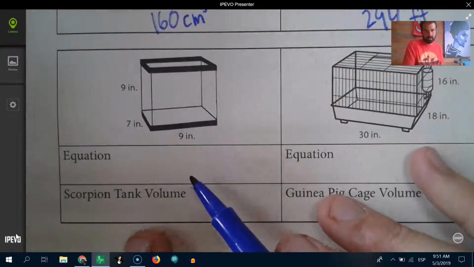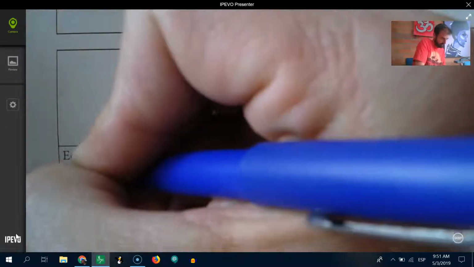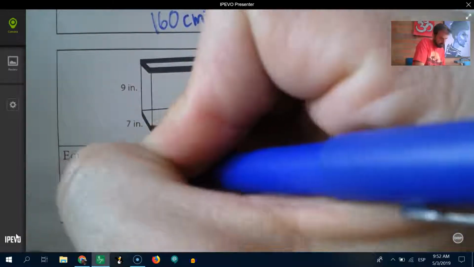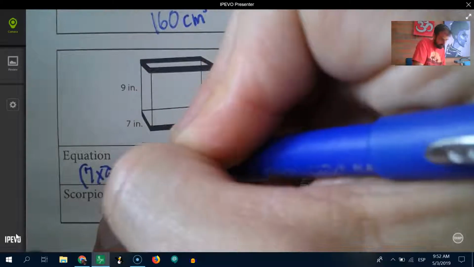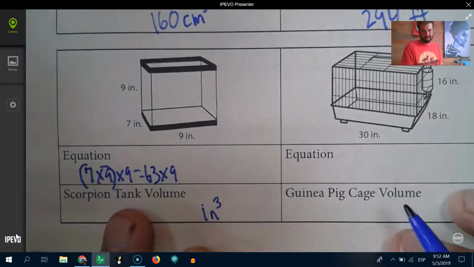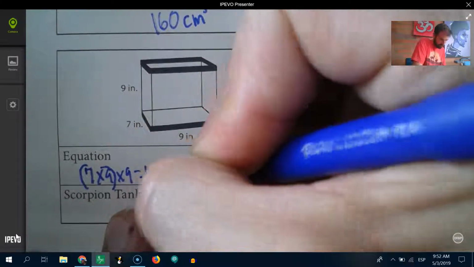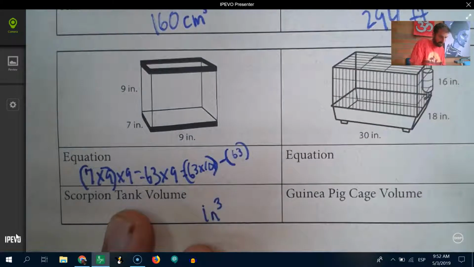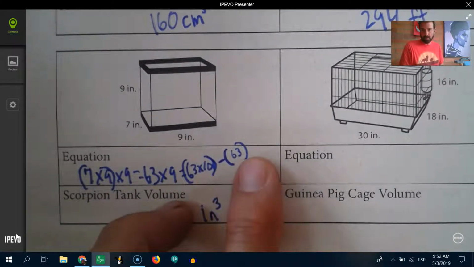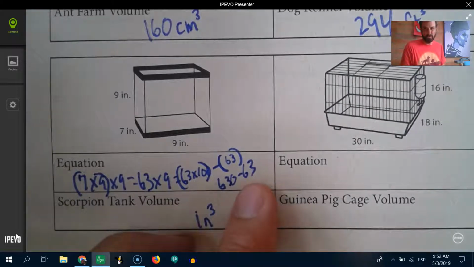Now let's look at this one. We have a scorpion tank volume. It's in inches, so I'm going to put inches cubed. We have 7 by 9 by 9. I'm going to switch around to get things easy. 7 by 9 is 63 times 9. I could do 9 times 60 and 9 times 3, or I could do 63 times 10 minus one group of 63. If I find out what 10 groups are and then subtract one group, that's the same thing as 63 times 9. So that's 630 minus 63. If I remove 30, that takes me to 600 with 33 left over, and that would be 67. So 567.